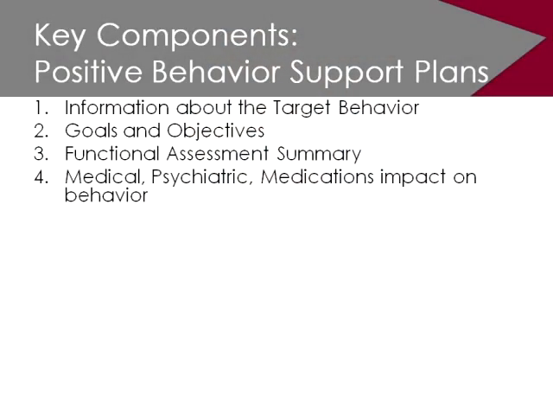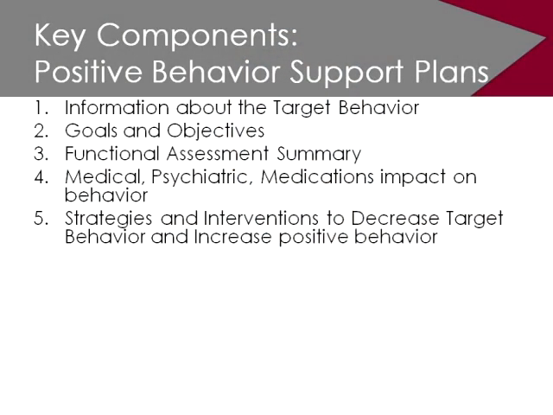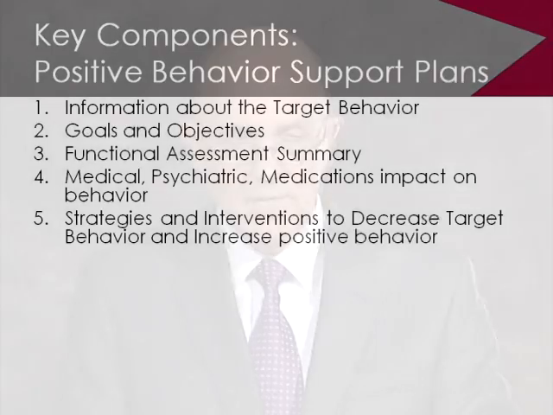The fourth section looks at medical, psychiatric, and medications. You want to look at seeing how the impact of these three areas affect or dramatically contribute to your target behavior. The fifth area is looking at strategies and interventions to decrease target behavior and increase your positive behavior. You've looked at these strategies and these interventions in your functional assessment, and you've introduced them. In Section 5, you're going to really specify those and drill those down to a more specific level.